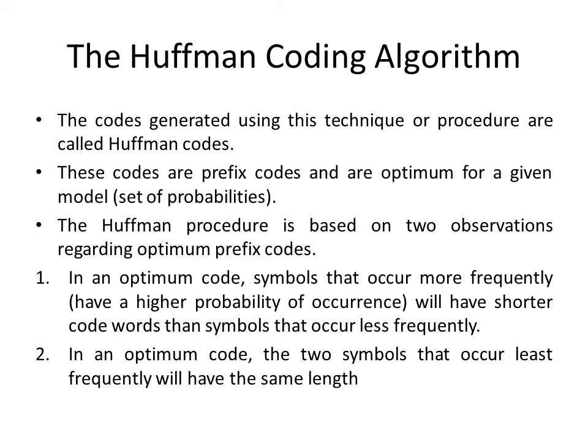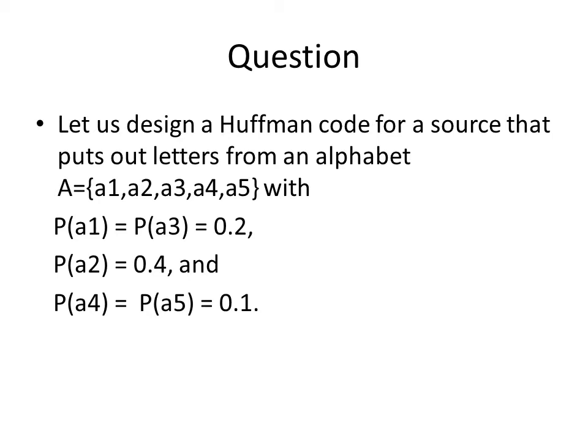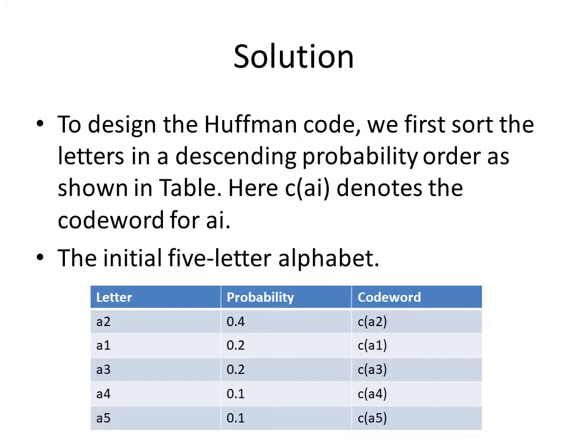We shall understand Huffman coding using an example. So this is the question. We have been given a source symbol of alphabets A1, A2, A3, A4, A5 with their probabilities as A1 and A3 having 0.2, A2 having 0.4 and A4 and A5 having 0.1. Now having said that, let's look at the solution.